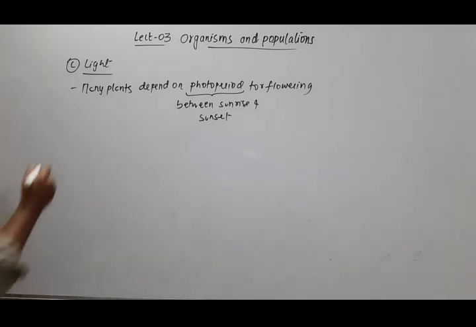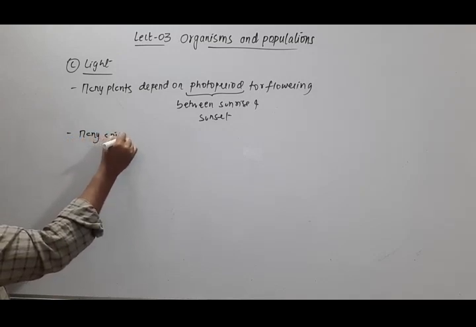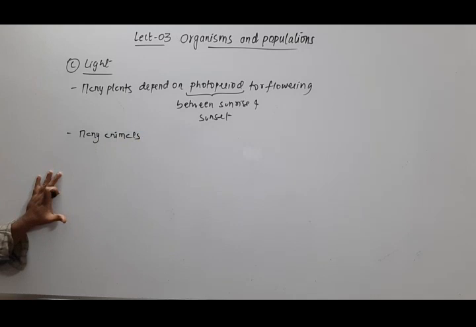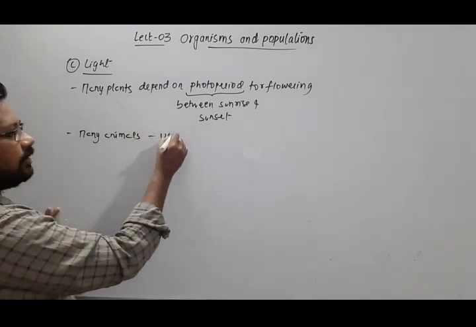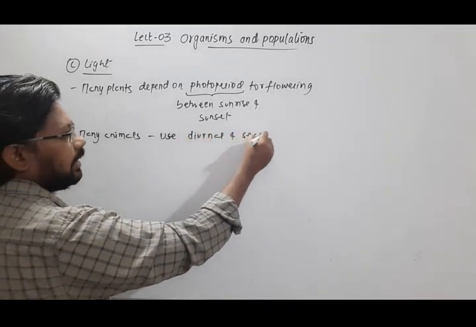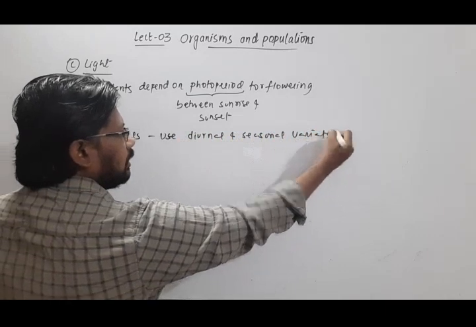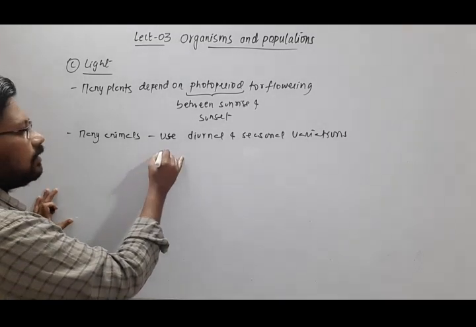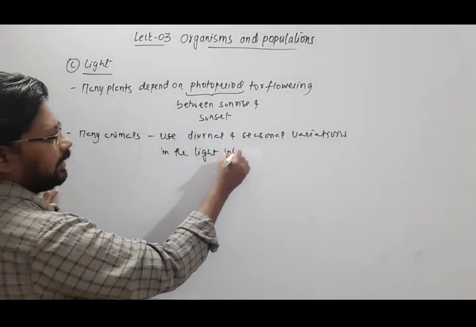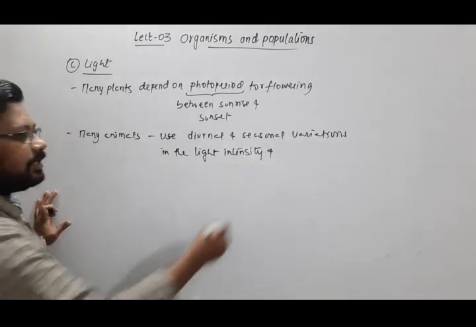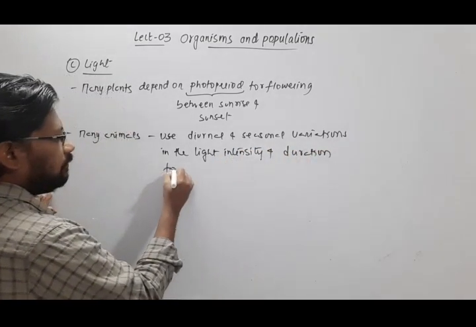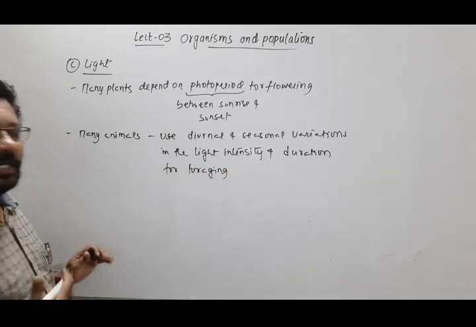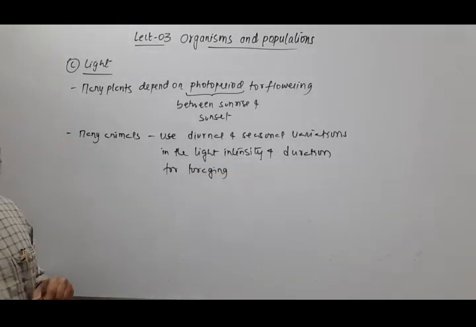And in the case of animals also, many animals use the diurnal and seasonal variations in the light intensity and duration as timing for their foraging, right? Foraging means they go for finding food, depending on the light.